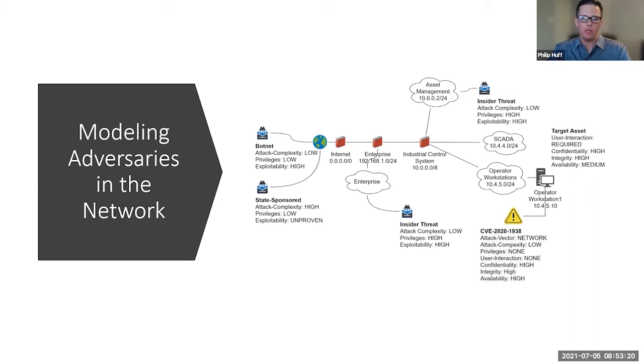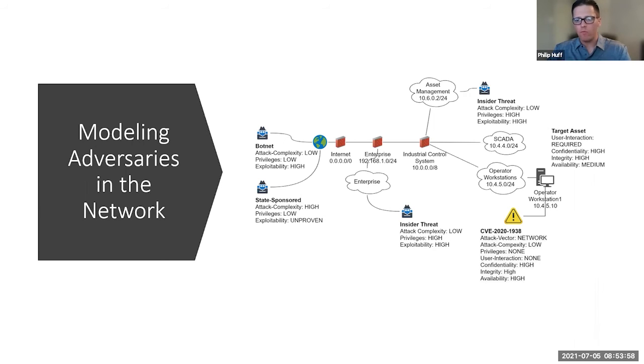So there are clearly highly capable adversaries on the internet. Anybody can reside on the internet, so they're highly capable and have the ability to develop exploits that are even marked unproven. And we assume that the enterprise network has also been compromised to some extent, maybe through phishing attacks or through some other malware that commonly occurs on enterprise networks. And for this analysis, we even put a bad apple, an insider threat, deep into the network in the asset management network zone.